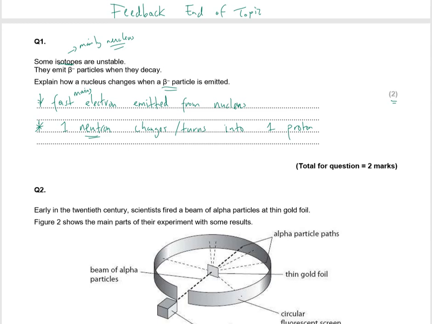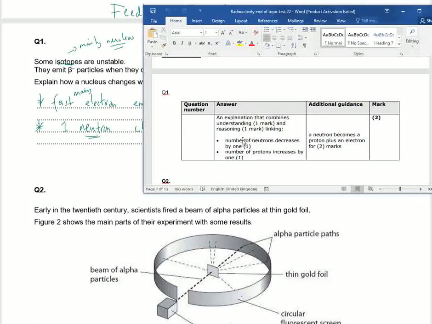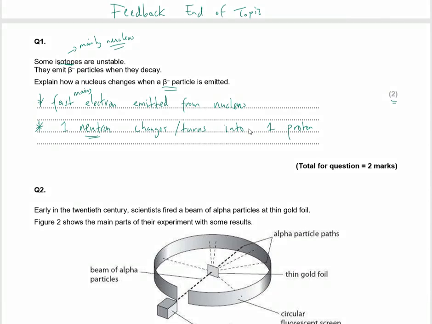Alright. Now, there are also other possibilities. I'll just show you the mark scheme as well. Another possibility is that the neutron number decreases by 1. That's true, because we are changing. Technically we're losing 1 neutron, but it's not going anywhere. It's just turning itself into a proton. So the neutrons go down and the protons go up by 1. But you get 2 marks for saying a neutron changes into a proton and an electron is emitted, just like we talked about.